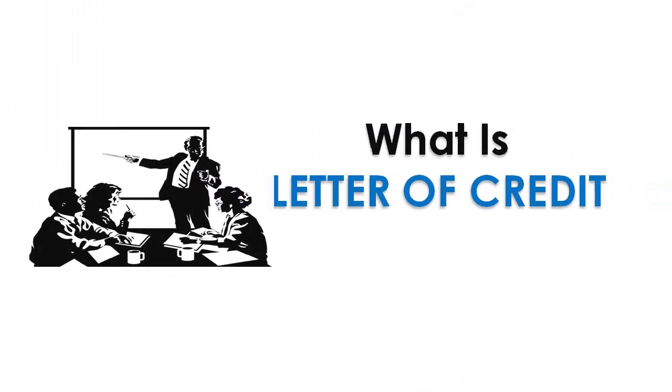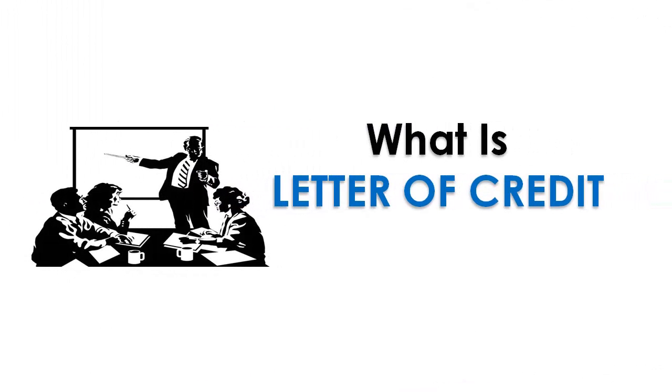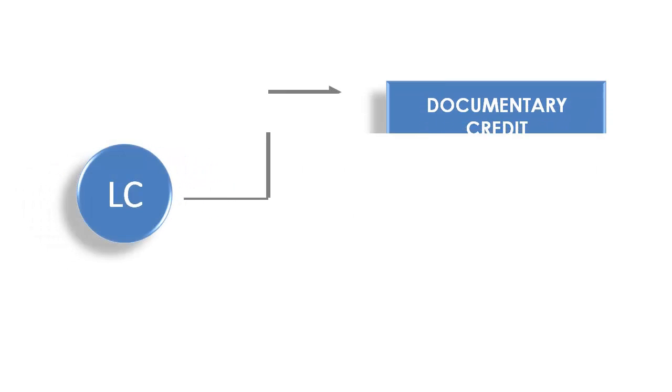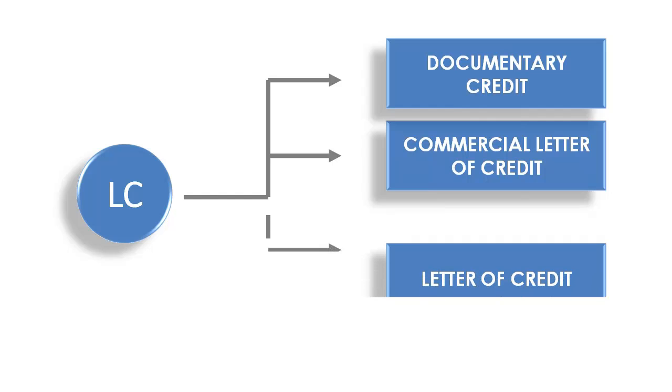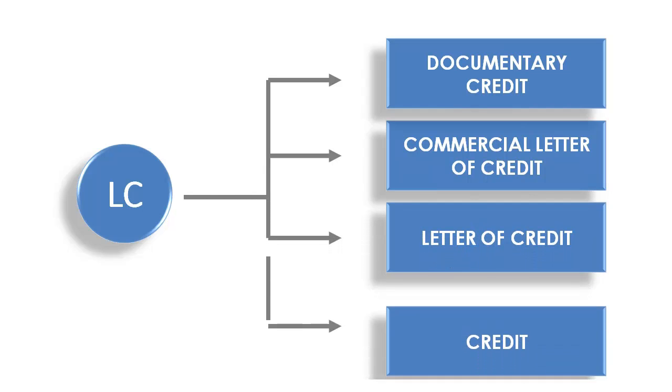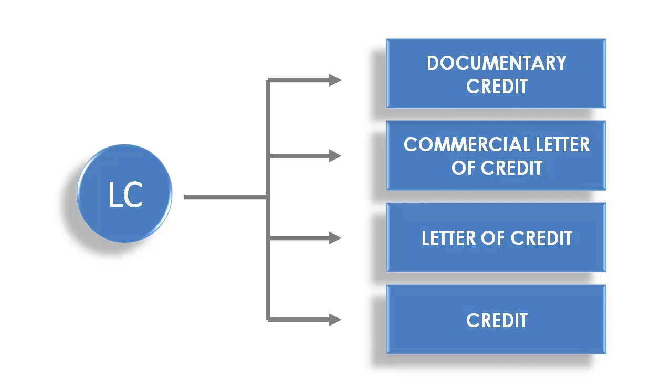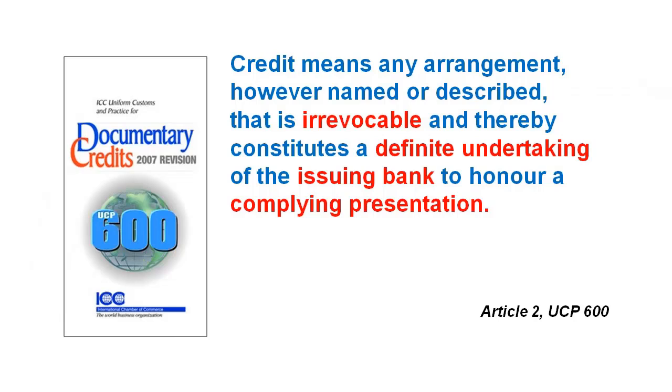So what is letter of credit, or LC? Letter of credit is also known by many names. Among others is documentary credit, commercial letter of credit, or just letter of credit, or credit. All these names refer to the same instrument, that is letter of credit, or LC. LC is defined in Article 2 of UCP 600 as: credit means any arrangement, however named or described, that is irrevocable and thereby constitutes a definite undertaking of the issuing bank to honor a complying presentation.